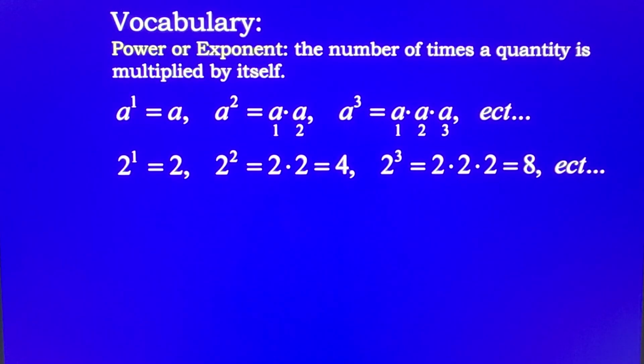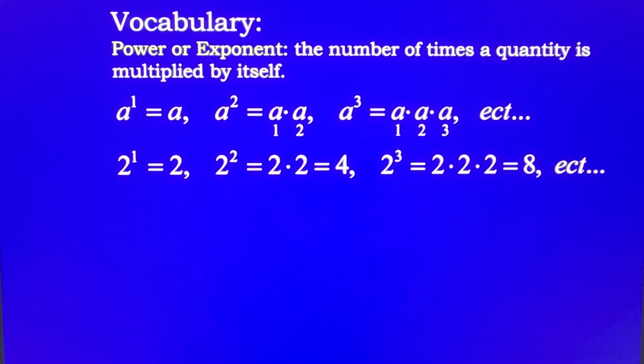Power or exponent is the number of times that a quantity is multiplied by itself. The key word here is itself. It cannot be another number. First example, a to the first power is equal to a. In mathematics, if the power is 1, we never write it. A to the second power means a times a. A is multiplied by itself 2 times. A to the third power is equal to a times a times a, etc., etc.